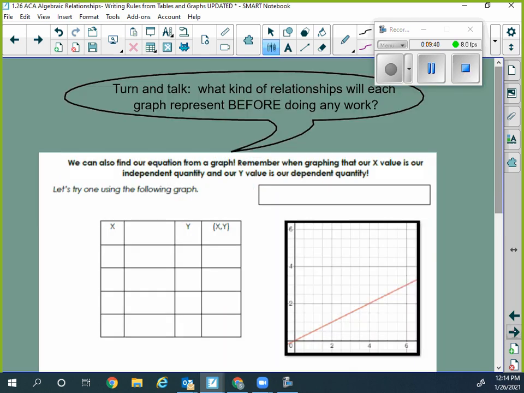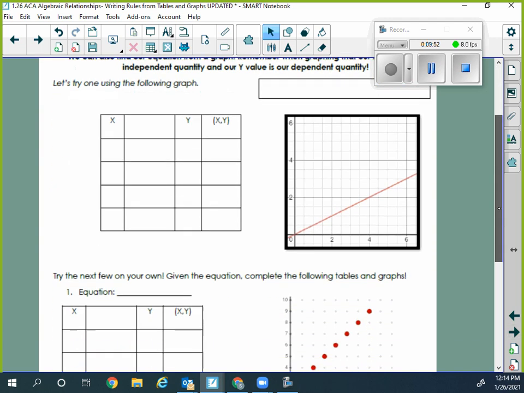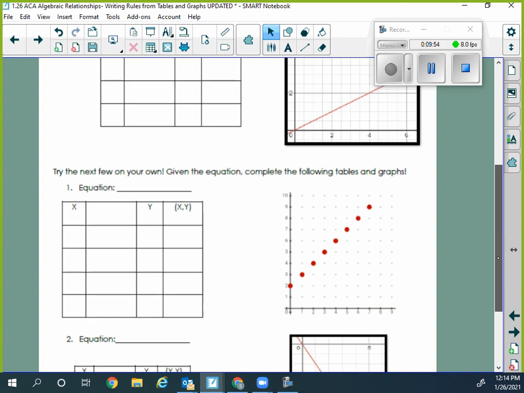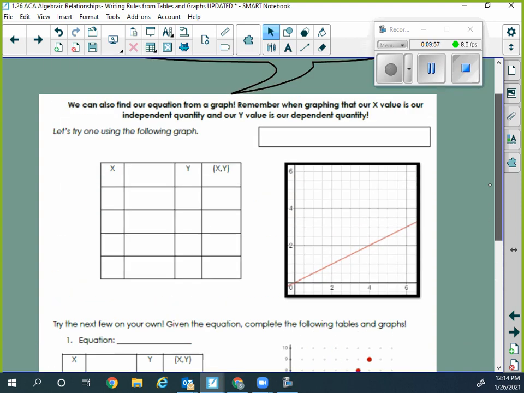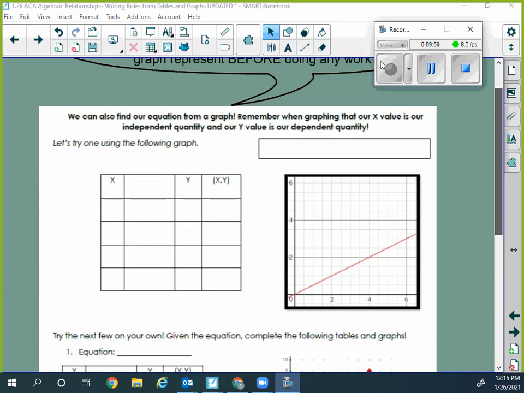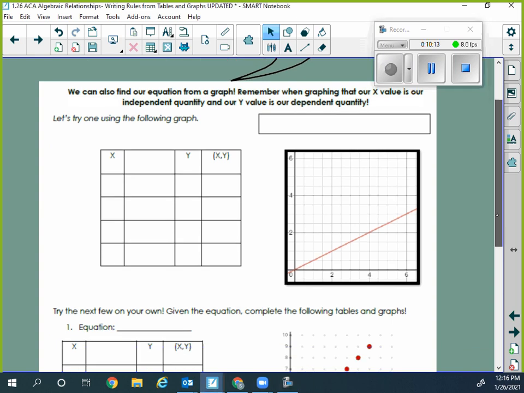All right. Before we get started with the notes, I have a turn and talk, right? What kind of relationships will each of these graphs represent before we do any kind of work? I'm just saying, I want you to look at the graphs and decide, is it going to be additive or multiplicative just from looking at the graphs, okay? All right, super quick. The first one, do we think that this is additive or multiplicative? Multiplicative, why? Because it's a straight line and it's going through the origin. Multiplicative. Let's talk about this one.